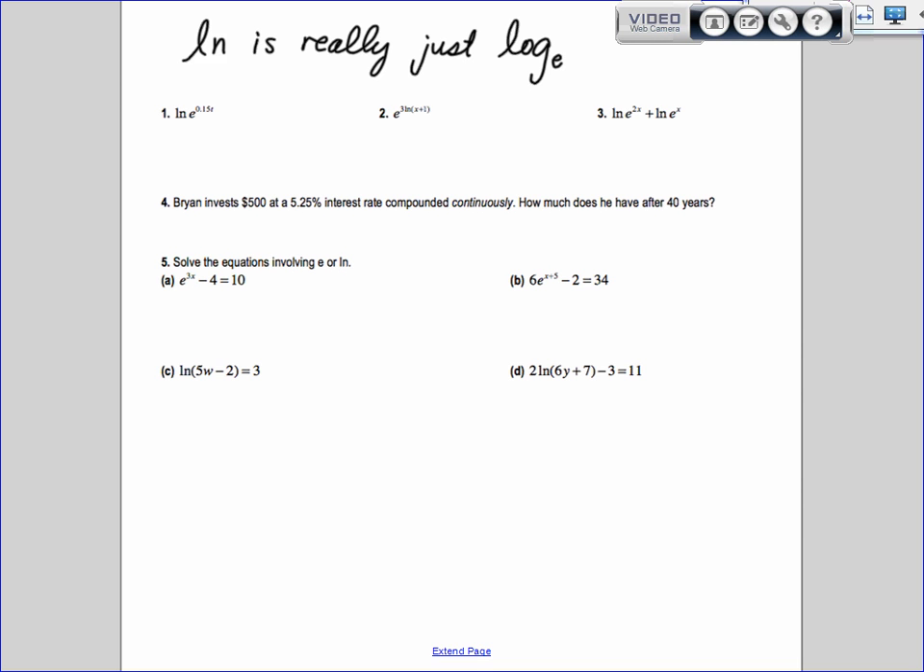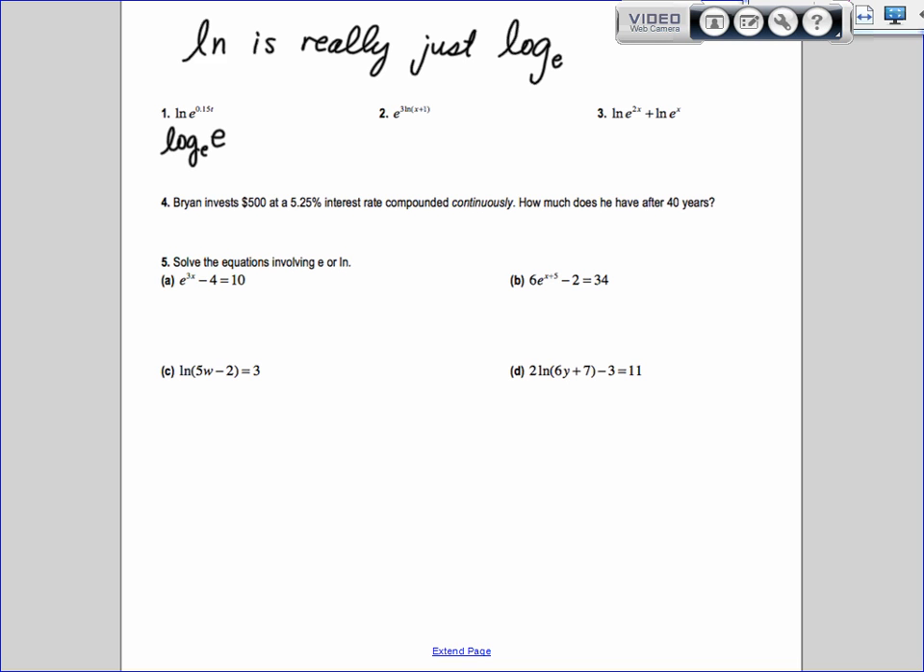I don't know why they don't just write log base e. It saves you half a second in writing ln versus log base e. And it confuses Algebra 2 students worldwide. Like, why do we do that? I don't know. So if you see an ln, and you get confused at what that means, think of it like this. ln is just log base e.